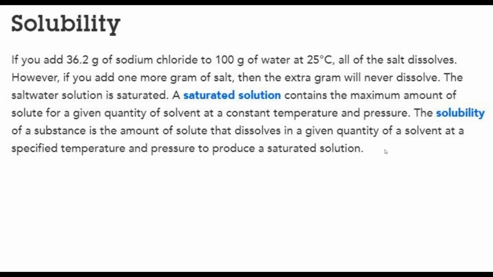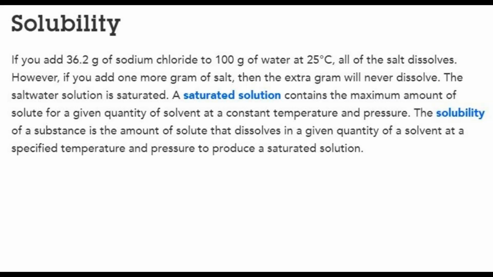We're going to look at some solubility graphs in a minute, so I need to give you some of the terminology that's going to be used. It's given us an example: if you add 36.2 grams of sodium chloride to 100 grams of water at 25 degrees Celsius, all the salt dissolves. However, if you add 1 more gram of salt, the extra one will never dissolve. This is said to be saturated.